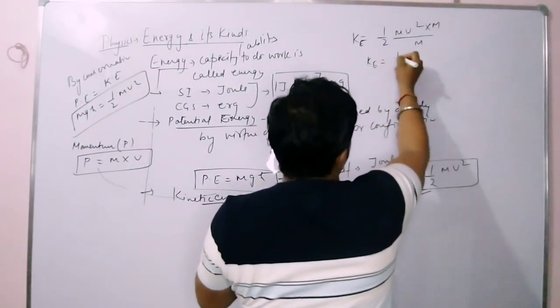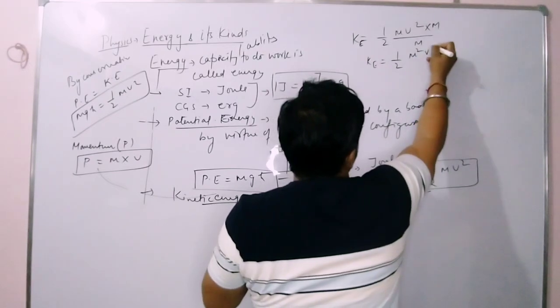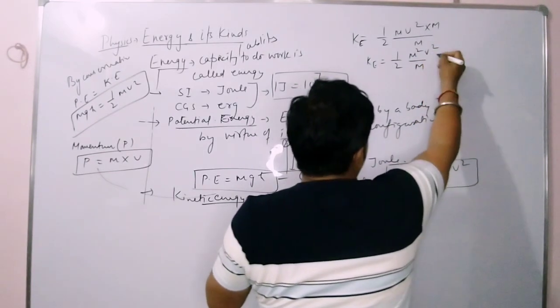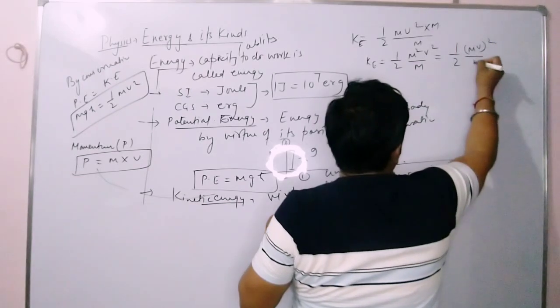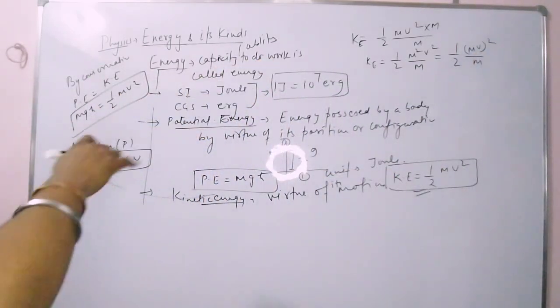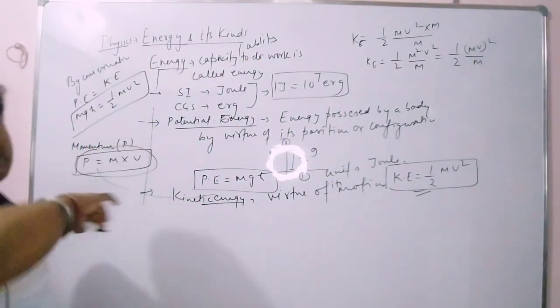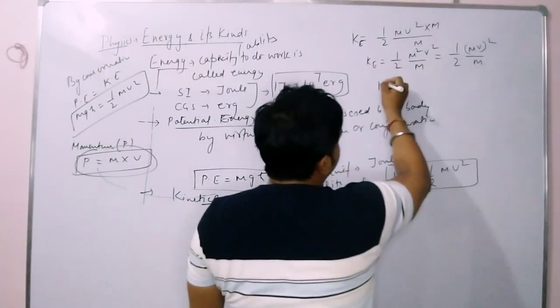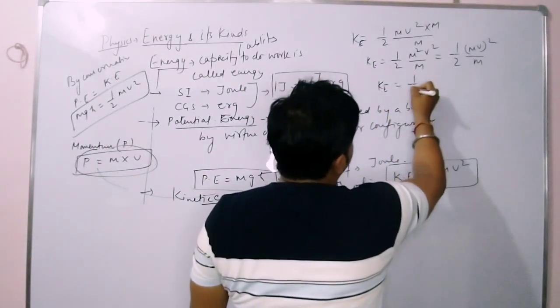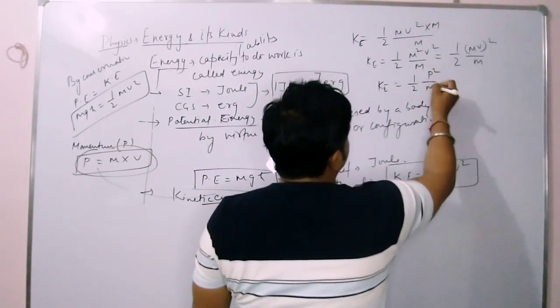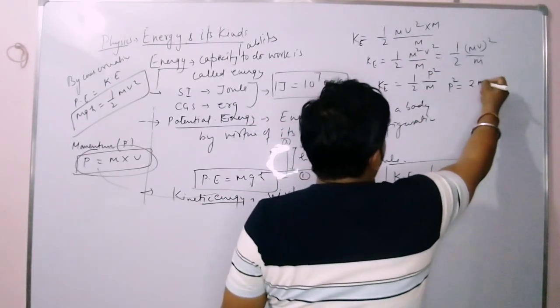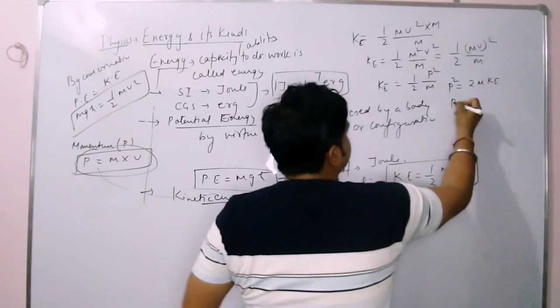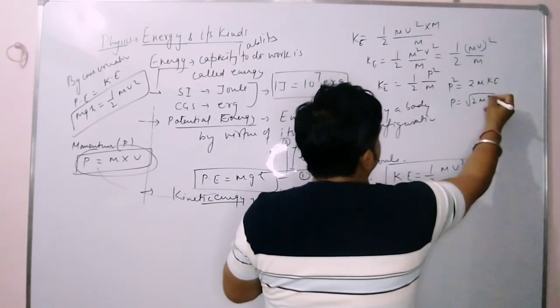So what it will become? Kinetic energy is equal to half m square v square upon m. Now this can be written as half (mv) whole square upon m. Now why I have written there? Because p की वैल्यू we can write mv. तो अगर हम यहाँ सब्सटीट्यूट कर देते तो KE की वैल्यू क्या आ जाती? Half p square upon m. Now cross multiply this. So p square is equal to 2m KE. That is p is equal to under root 2m KE.